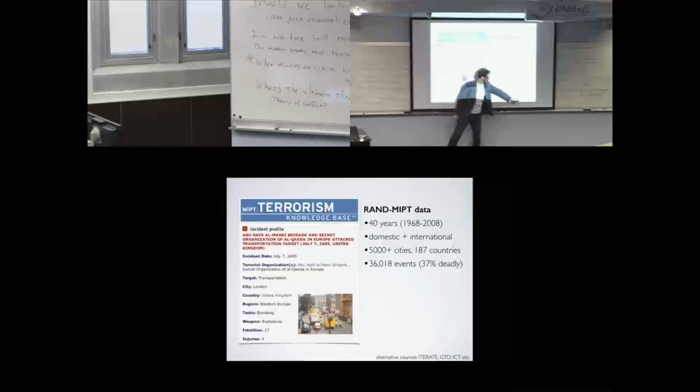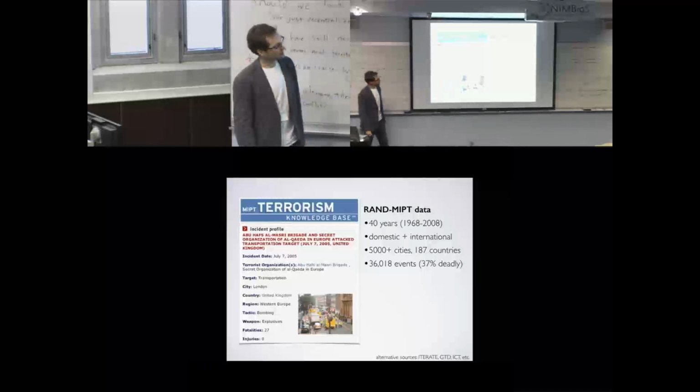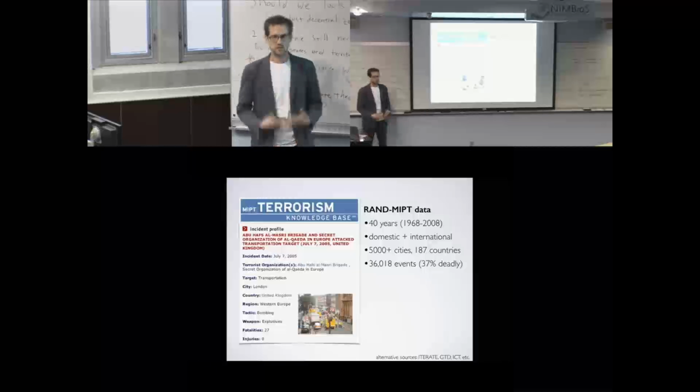The one people use today is the Global Terrorism Database out of the University of Maryland. That one is at least twice as big, but it has a different definition of what terrorism is.